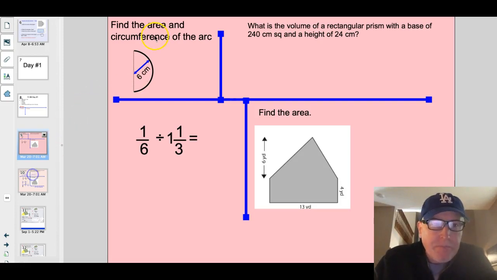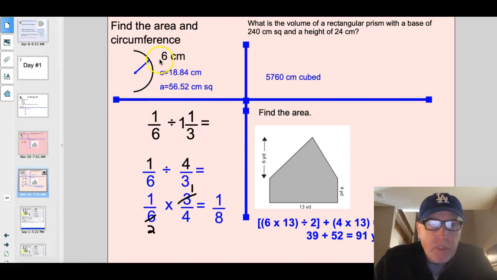Okay, let's see how you did. Well, if the radius is 6 centimeters, that means the diameter here is 12 centimeters. So 12 times 3.14 would be the circumference. 12 times 3 is about 36. When you divide the exact answer by 2, because you only have half the arc here, it would be 18.84 centimeters. If your radius is 6, pi r squared would be 3.14 times 36, which is about 113. And when you divide it by 2, you have 56.52 centimeters squared.